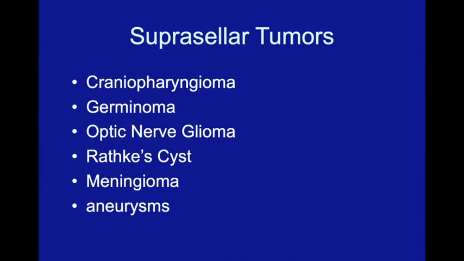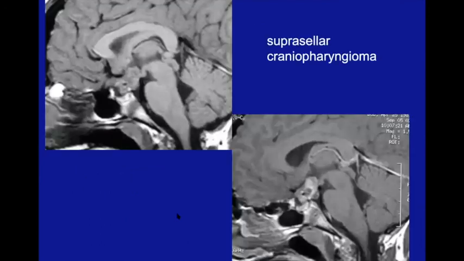So we'll talk a little bit now about suprasellar tumors, of course, craniopharyngioma. I showed you germinoma, and oftentimes these can be difficult to sort out. Optic nerve glioma, germinomas, Rathke cysts, and so on. So let's look at a few of them and sort of get a feel for them. Here's a suprasellar craniopharyngioma.